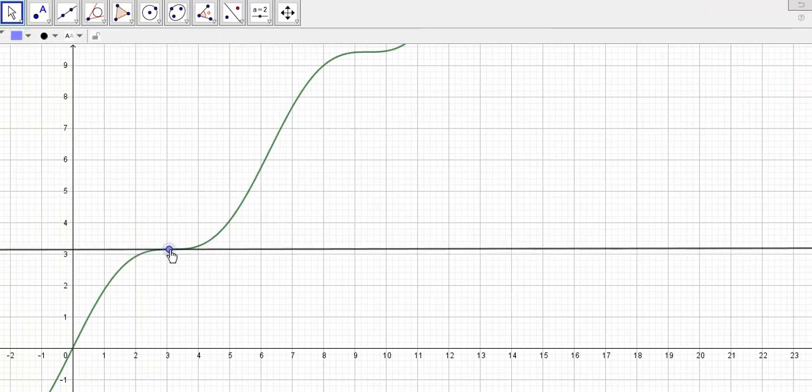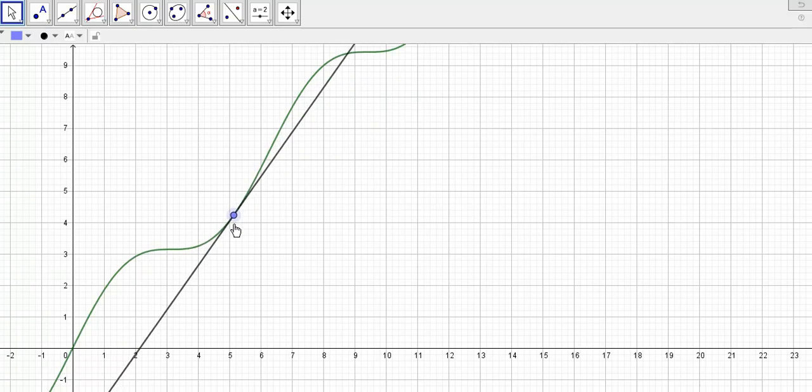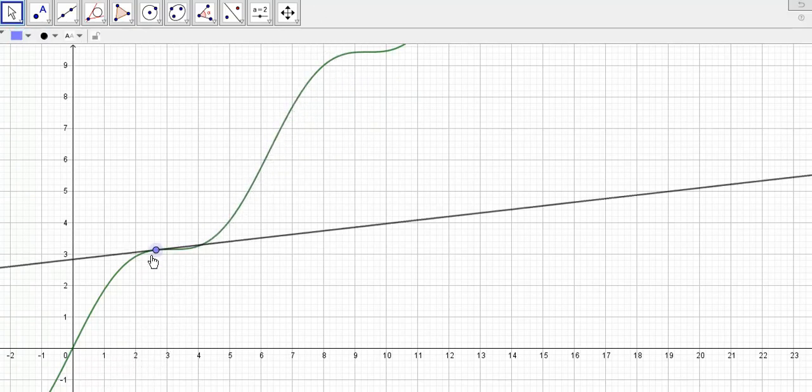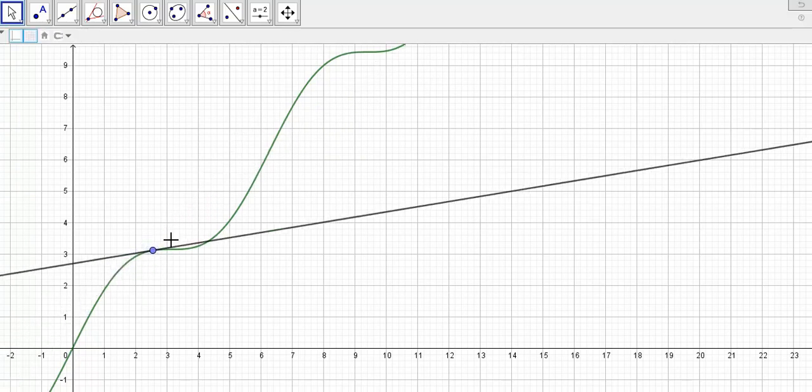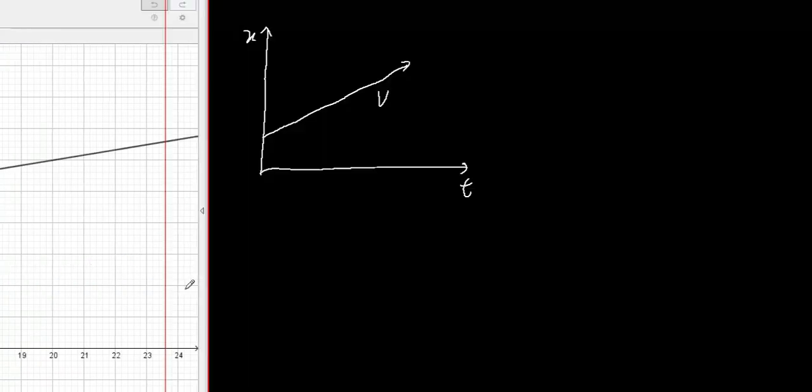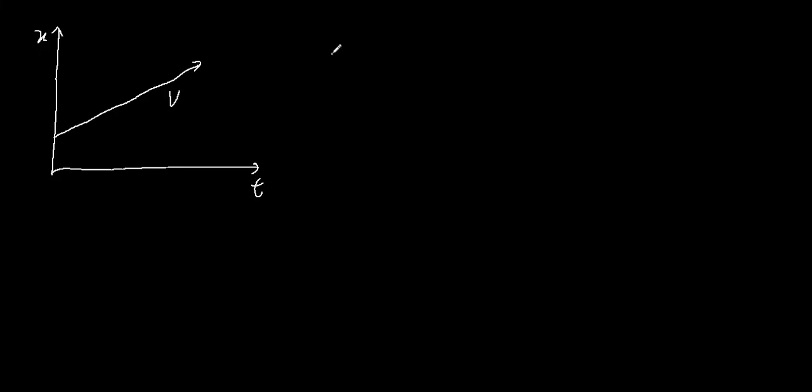So at this point I would have a very slow speed, probably still by the looks of it. And here I would have a very, very high speed, very high velocity. This isn't exactly the slope of a line, so if I'm given this curve, I would have to take the derivative. That's how I can represent my velocity: it is equal to the derivative of x with respect to time.